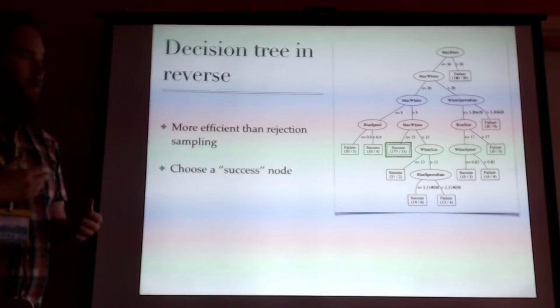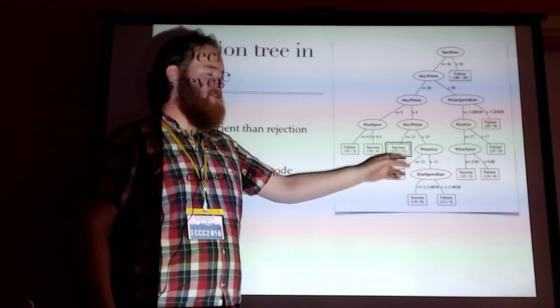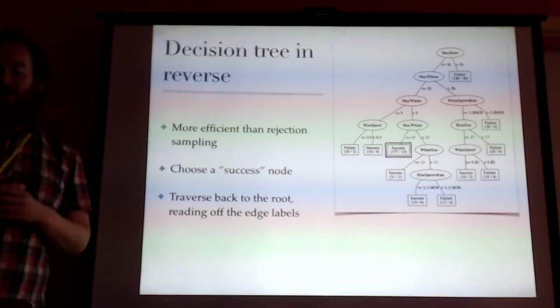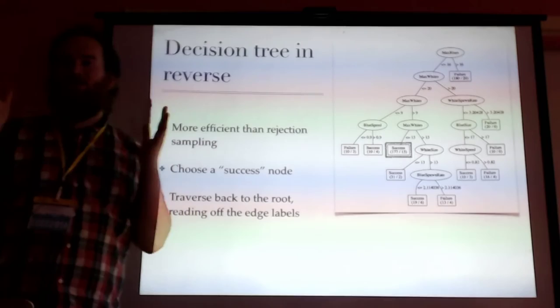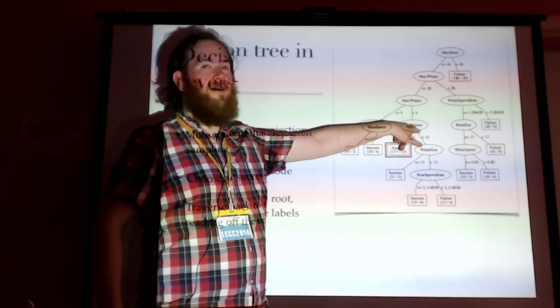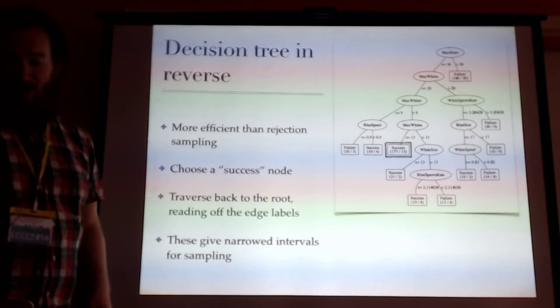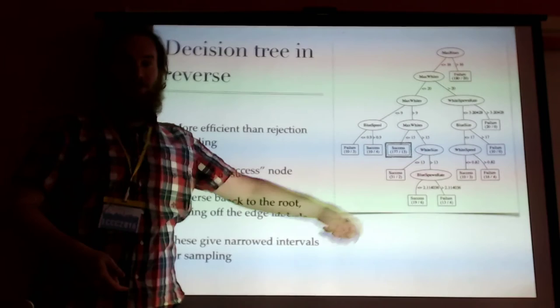But what we do instead is we kind of run the decision tree in reverse. So we start by choosing a success node in the decision tree. This one, for example, and then we traverse back to the root. So each of the edges in the decision tree gives us a constraint on the parameters that we're randomizing. So this one, for example, says that the max whites parameter needs to be less or equal to 15 to go down this branch. If we read all of those off on a path that goes from the root to a success node, then that gives us a narrowed interval for sampling.